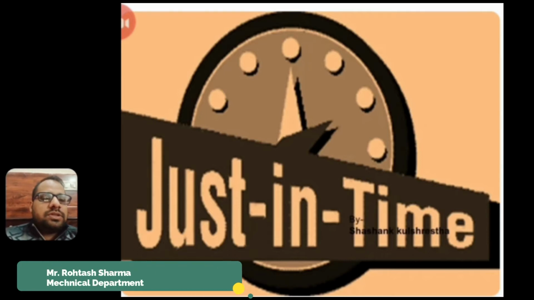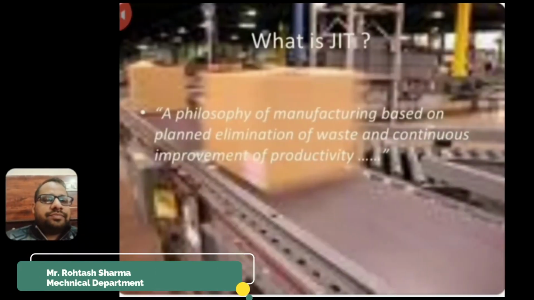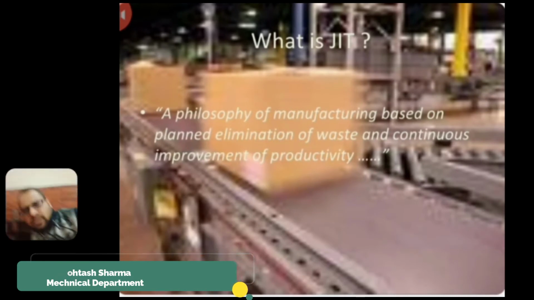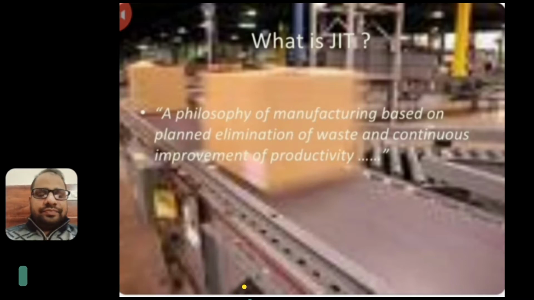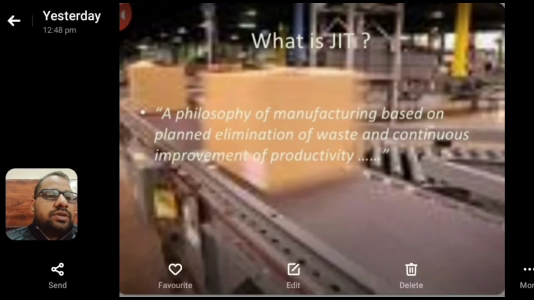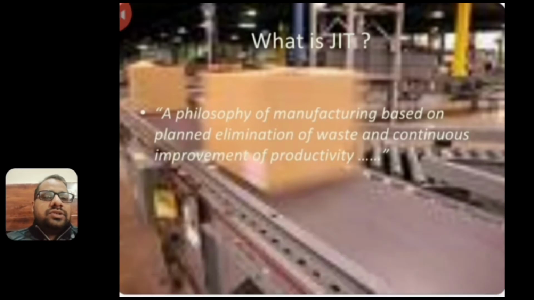Today, our topic is just in time. The topic is very useful from the industrial point of view. It is very useful in all types of industries. Just in time is a philosophy of manufacturing based on planned elimination of waste and continuous improvement of productivity. It is a tool that is used for the improvement of productivity in industry.